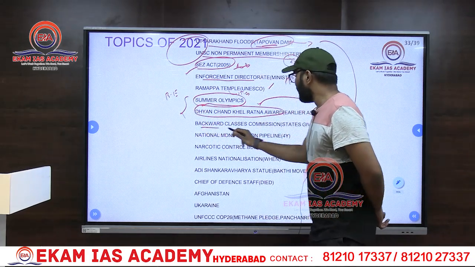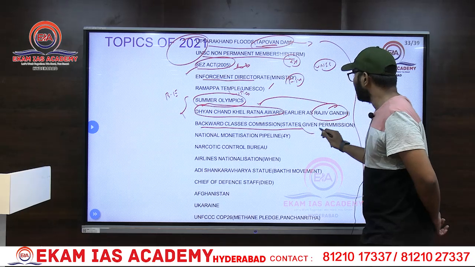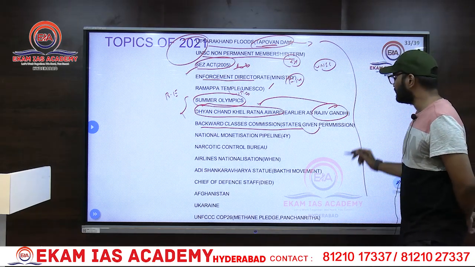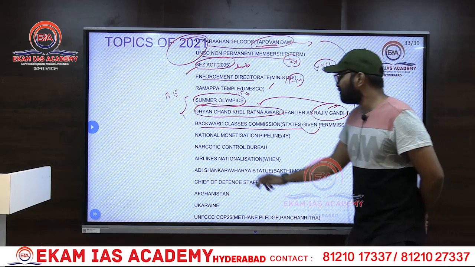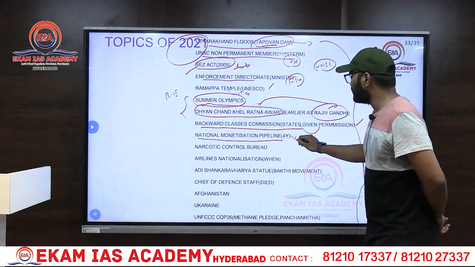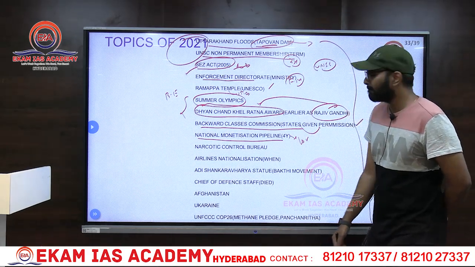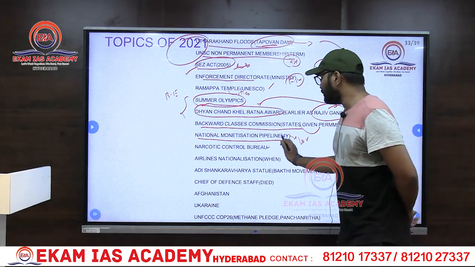Next one, Backward Places Commission. States has given permission to note their things. Did you ever go through these recent things? It's a polity. Next one, National Monetization. It may be a 100% question, I think so. National Monetization Pipeline or National Infrastructure Pipeline. Dono mein. Narcotic Control Bureau.